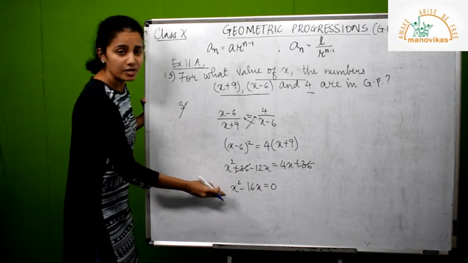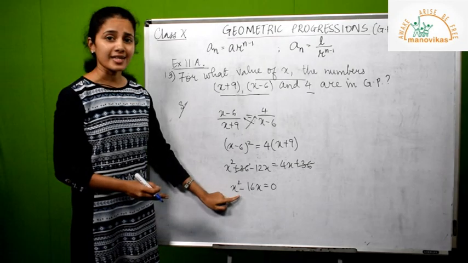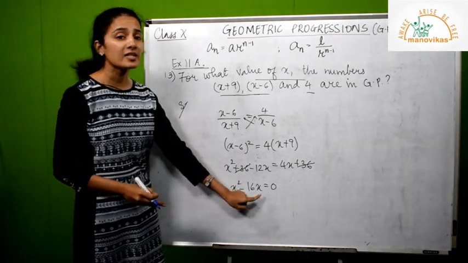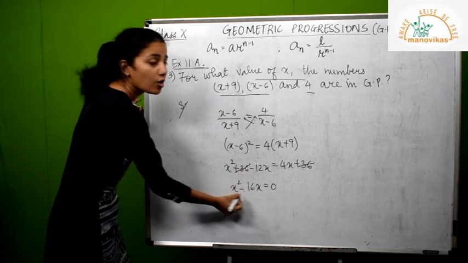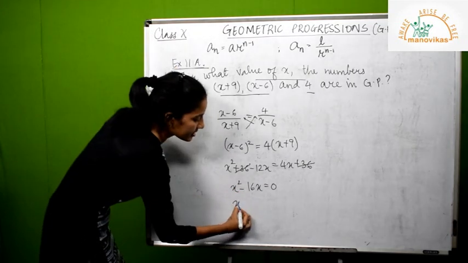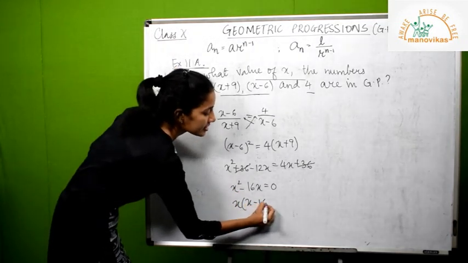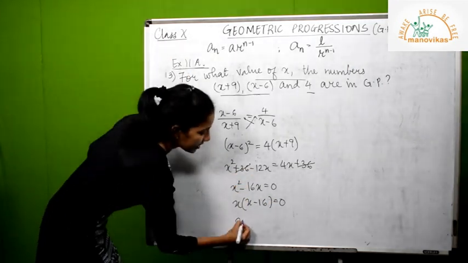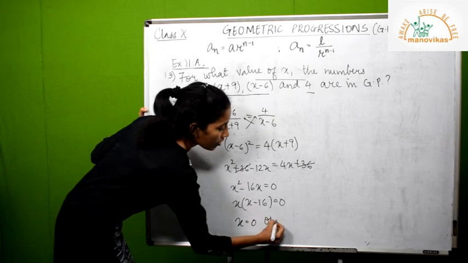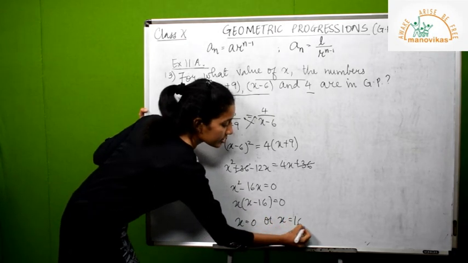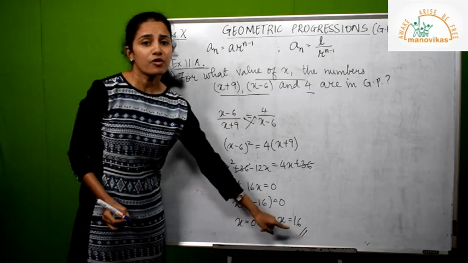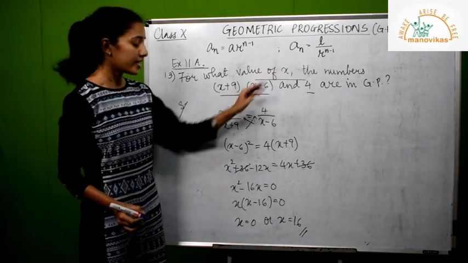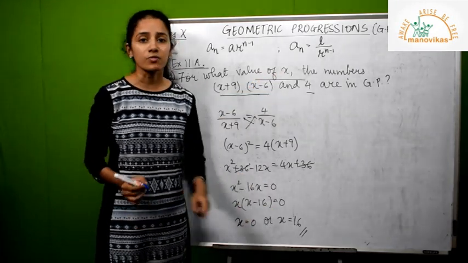Now when you reach such a place, please don't make the mistake of cancelling the variable x here. You take out a common factor, which is x itself, and that will be x into x minus 16 equal to 0. So equating both to 0, I have x is equal to 0 or x is equal to 16. So therefore there are two values of x for this problem. So either x is 0 or x is equal to 16.